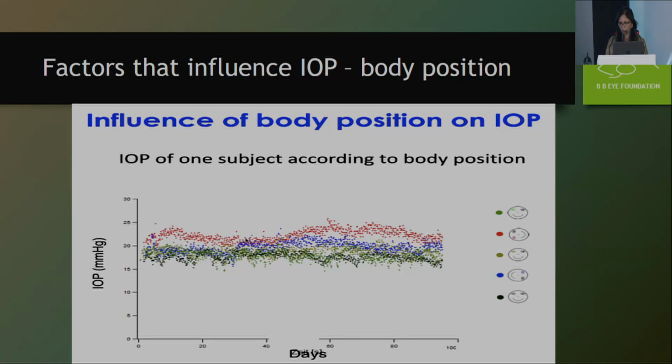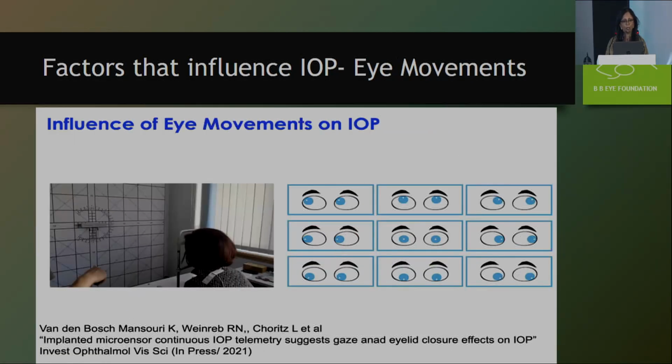Factors that influence intraocular pressure: body position. If you look at these symbols on the right, they show the positions, and according to that color is the scatter graph, which very clearly reveals how the position of the body changes the intraocular pressure.